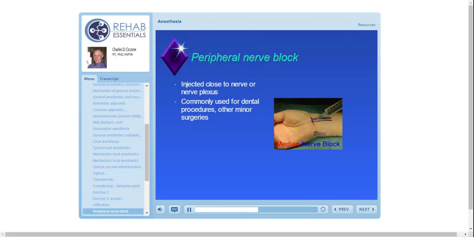Now, make sure it's clear that we're not injecting the drug into the nerve. You don't want to do that. That would damage the nerve tremendously. But inject it around the nerve, allow the drug to penetrate into the nerve bundle, and cause anesthesia, again, by blocking sodium channels in the axons that are contained in that nerve. So peripheral nerve block, very common for a lot of different procedures.